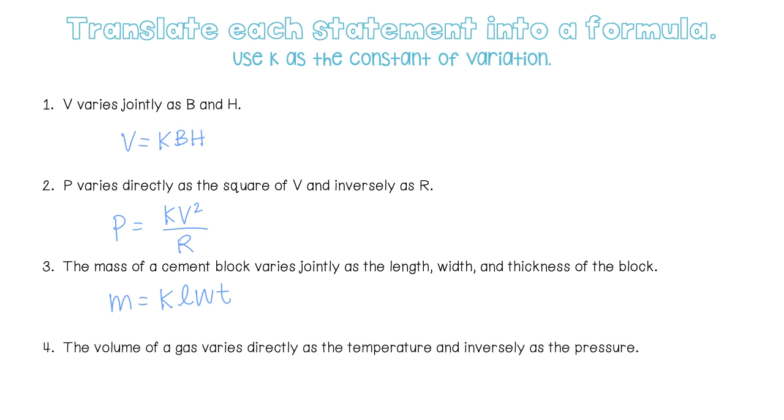The volume of a gas varies directly as the temperature and inversely as the pressure. Okay, so directly means to multiply and inversely means to divide. So the volume of a gas varies directly as the temperature and inversely as the pressure. Multiply by temperature, divide by the pressure.